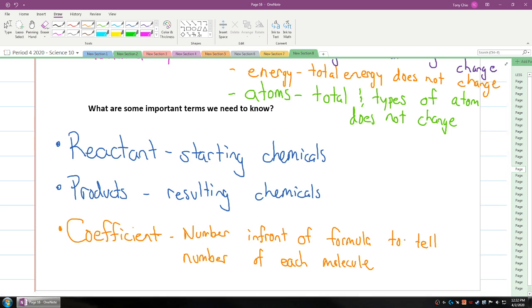When I talk about reactants, you now know what that means. If I talk about products, you know what that means. And if I talk about coefficients, you know what that means. And I'm going to flip the page now. So if you need more time to write, just pause this video and then you can restart it whenever you are done.